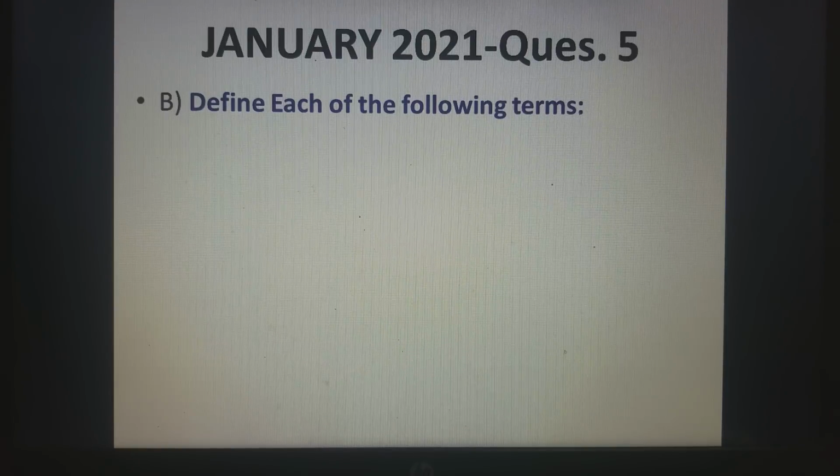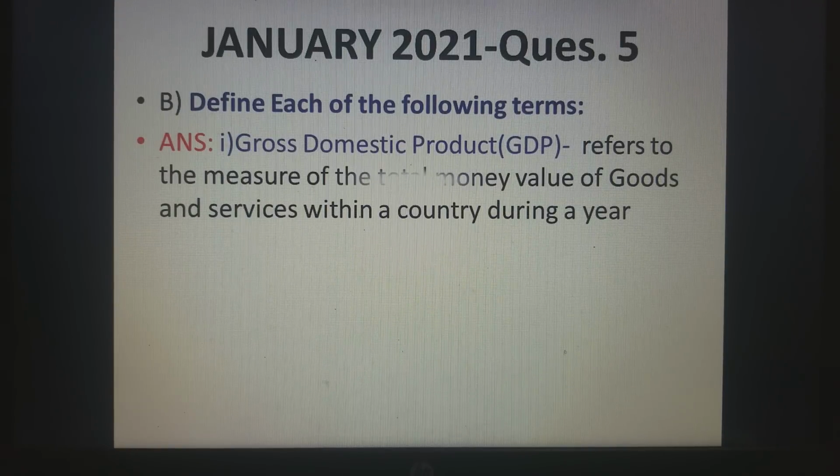Then we're going to B, define the following terms. What is GDP? That is gross domestic product. Now, gross domestic product refers to the measure of the total money value of goods and services within a country during the year. So it has to do with all the production that takes place within the borders of the country. That is what is referred to as GDP. The aggregate of money value of goods and services that is produced within the borders of the country for a particular year.